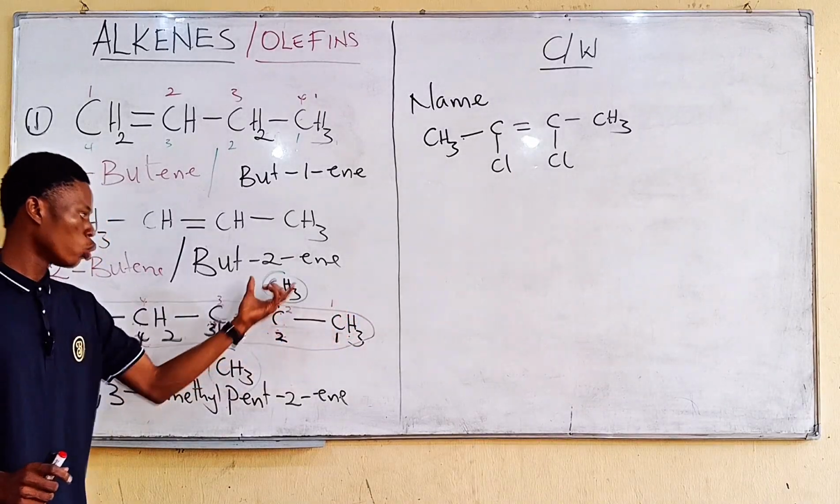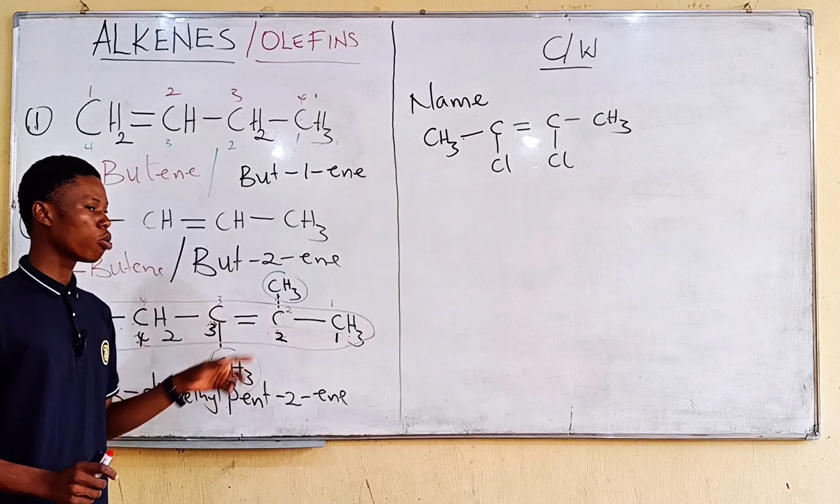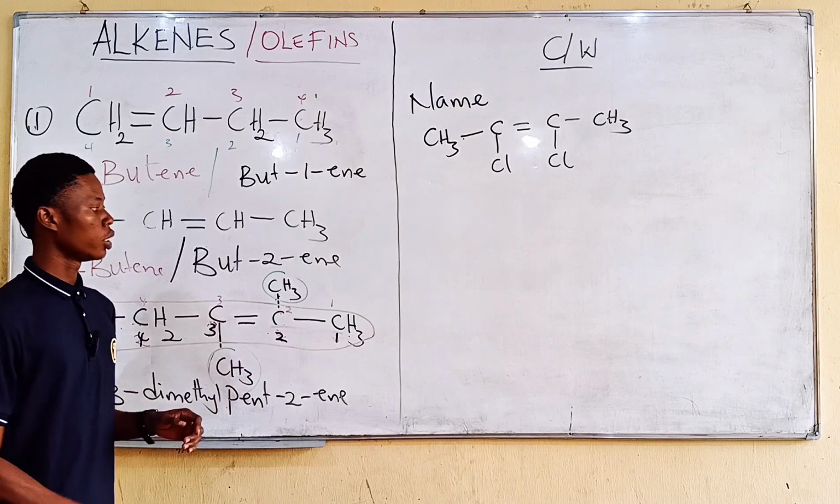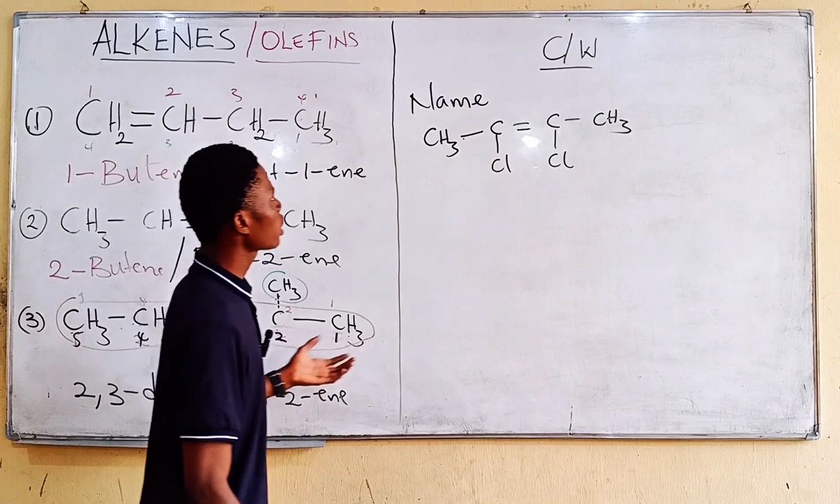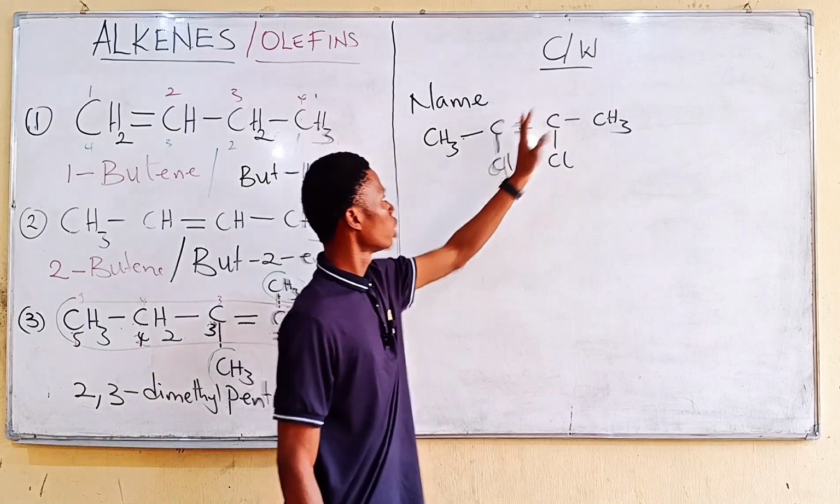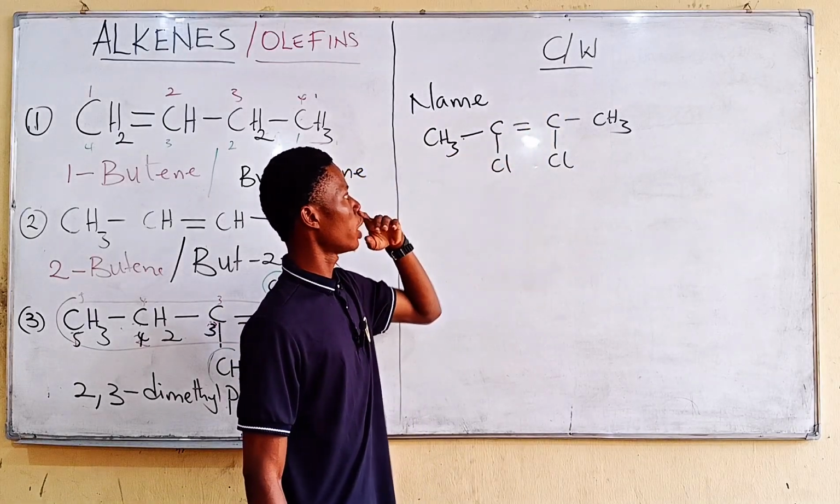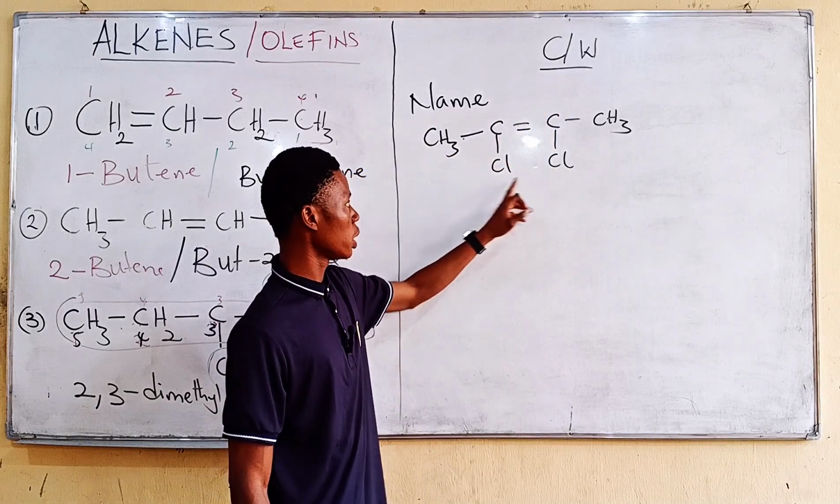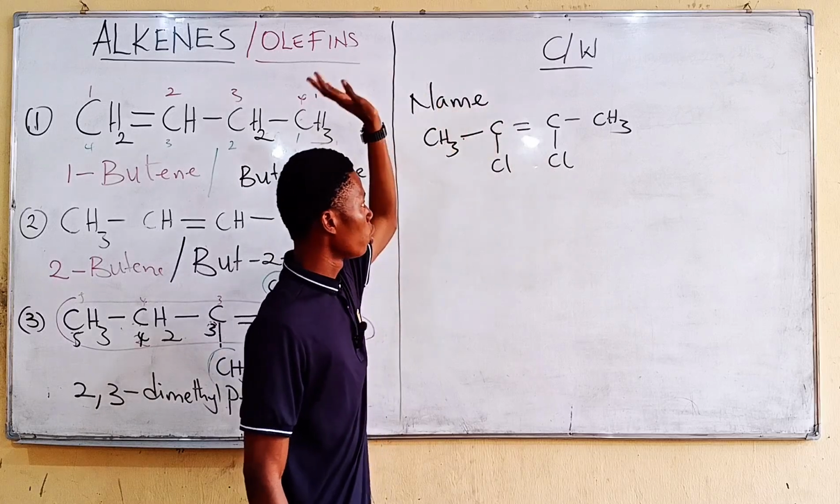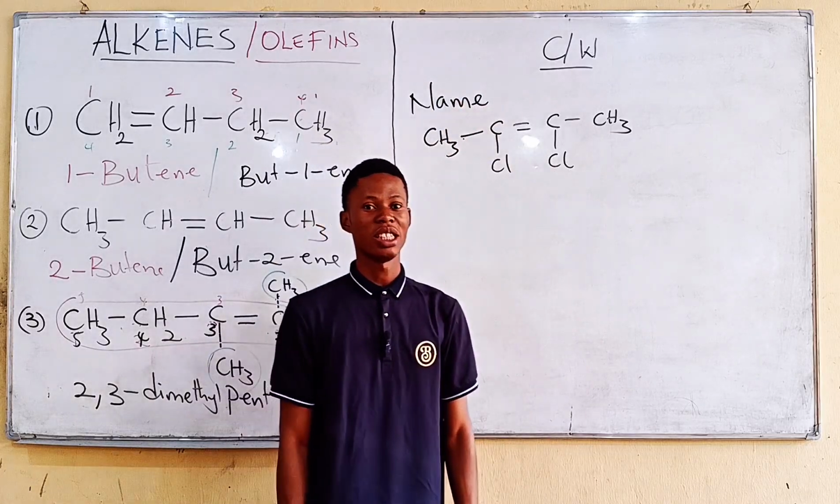Check the parent, look at the substituents, give the double bond the lowest possible numbering, and you will not have any issues. All right, so that being said, this is your classwork. Name this and drop the answer in the comment section. This Cl here, this chlorine. So name this and drop your answer in the comment section.